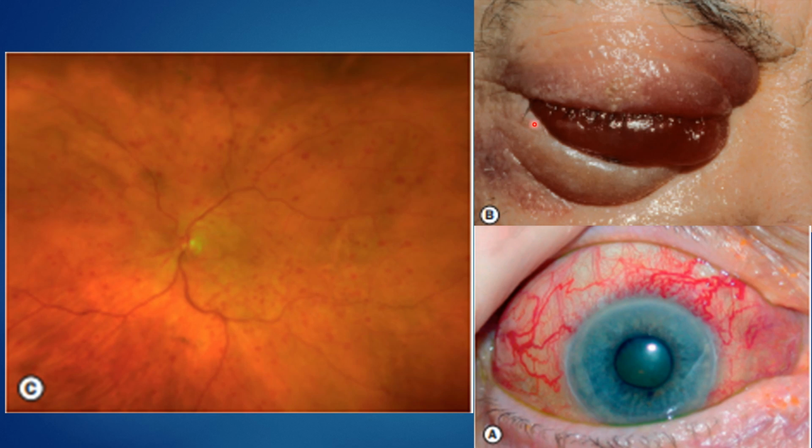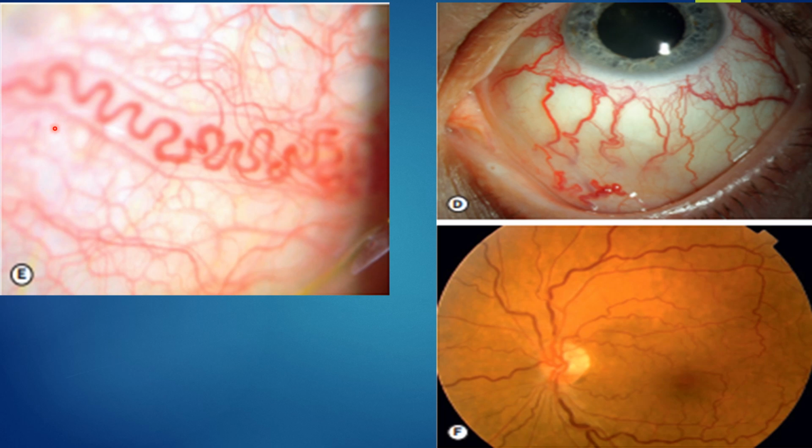Here you can see the congestion and chemosis of the conjunctiva, which is hemorrhagic, and you can see also the lids are swollen. Both the lids are swollen. You can see there is engorgement of the vessels because of the carotid cavernous fistula leading to the anterior segment ischemia. You can see these corkscrew vessels, episcleral veins. And also here there are dilated tortuous vessels. You can also see the tortuous, dilated vessels over the fundus as well.